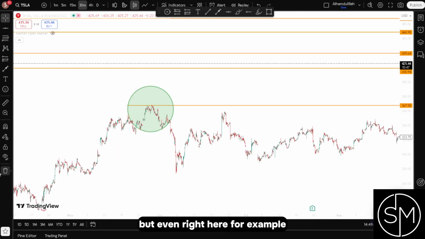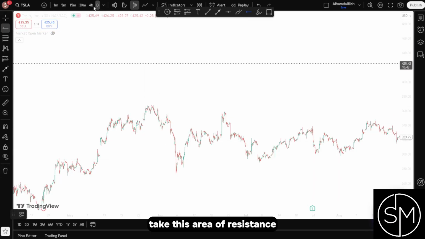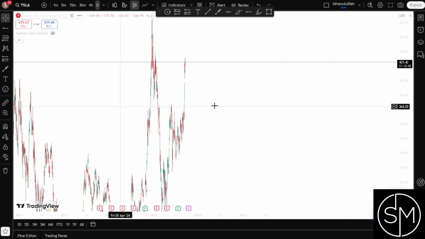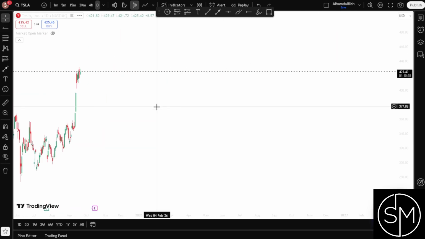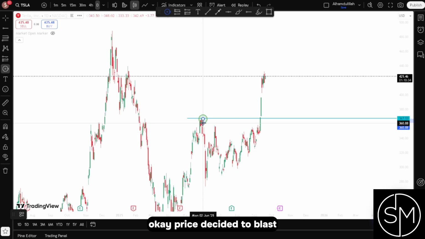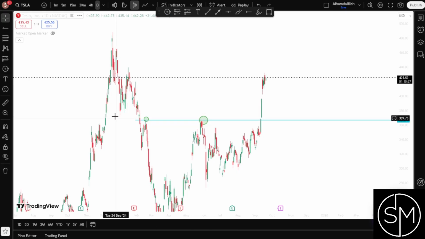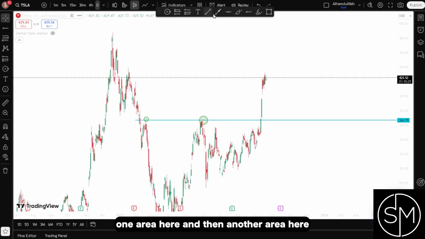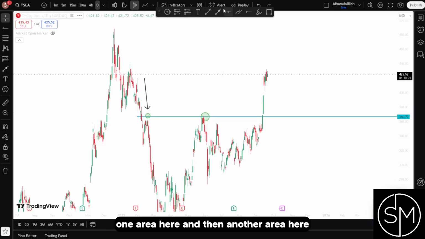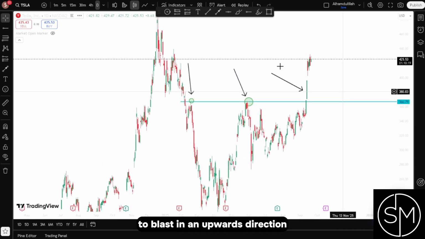But even right here, for example, take Tesla. I did this with a student. Let me get on my daily. Take this area of resistance here. Price decided to blast once it got past these two areas of resistance right here. One area here, and then another area here. Then price decided to blast in an upwards direction.